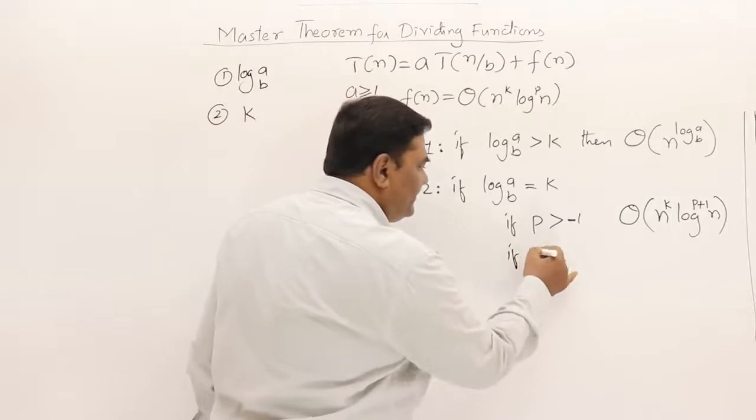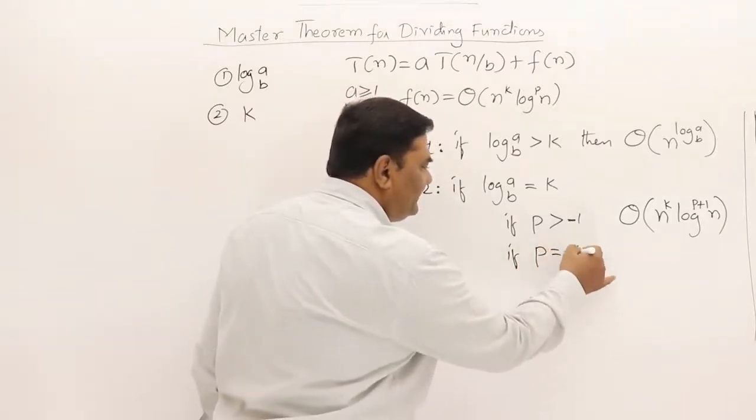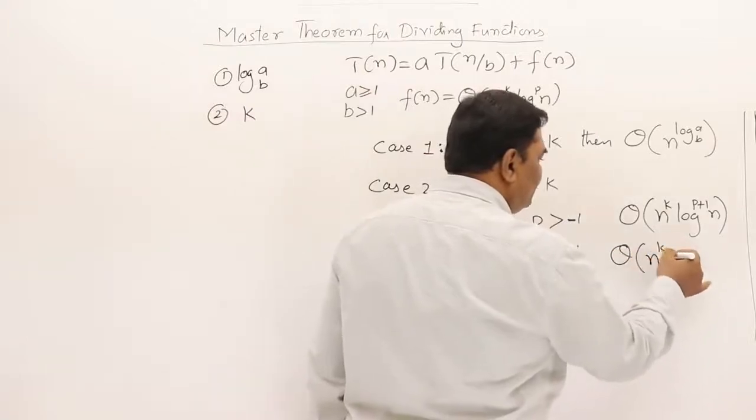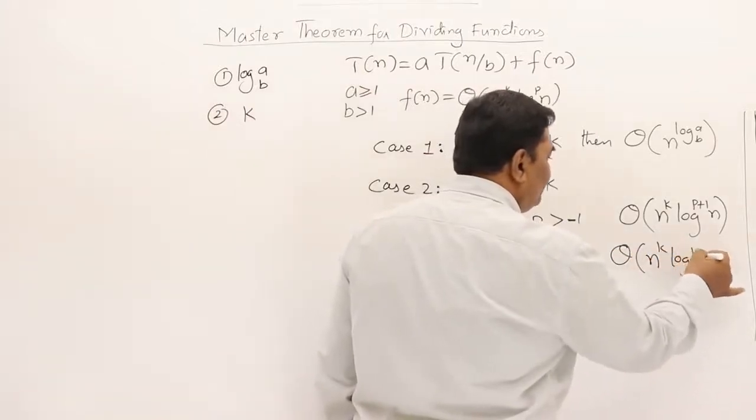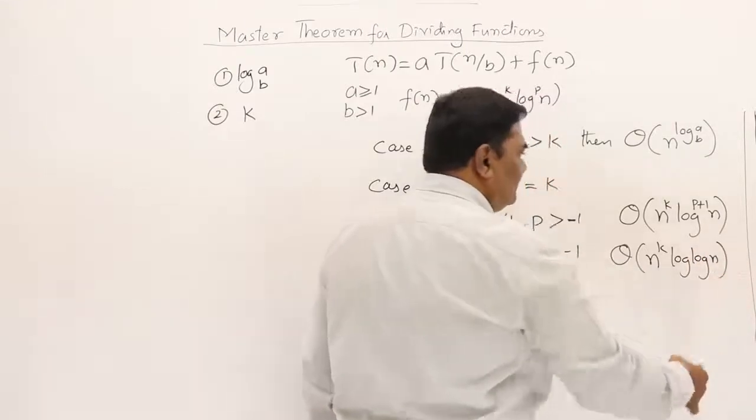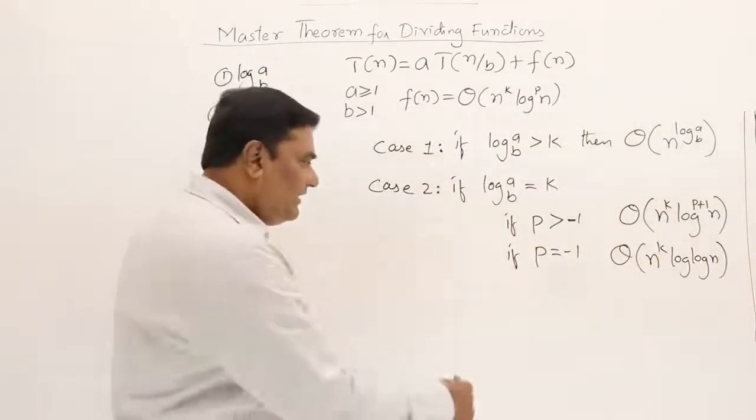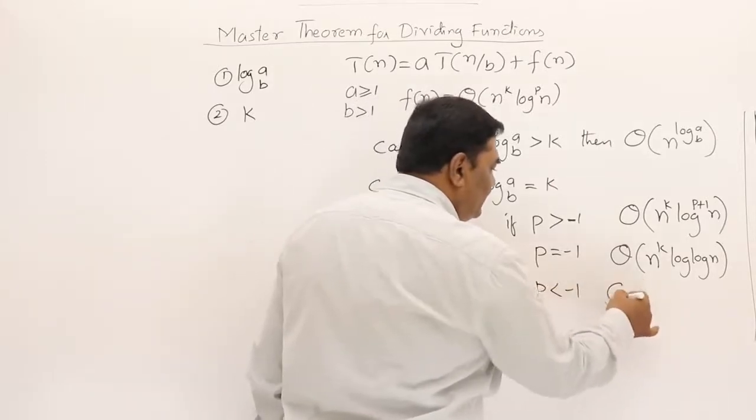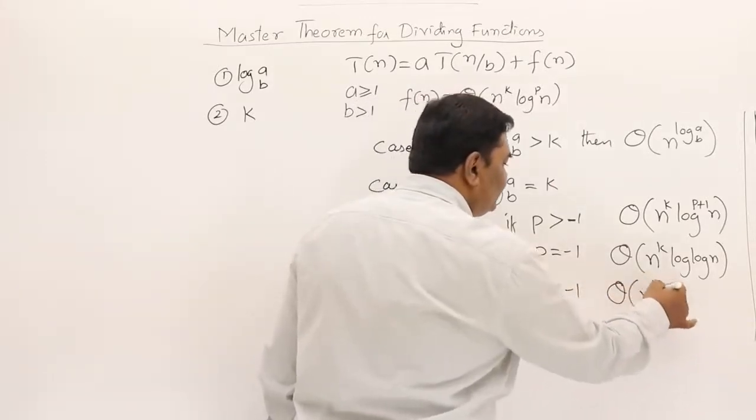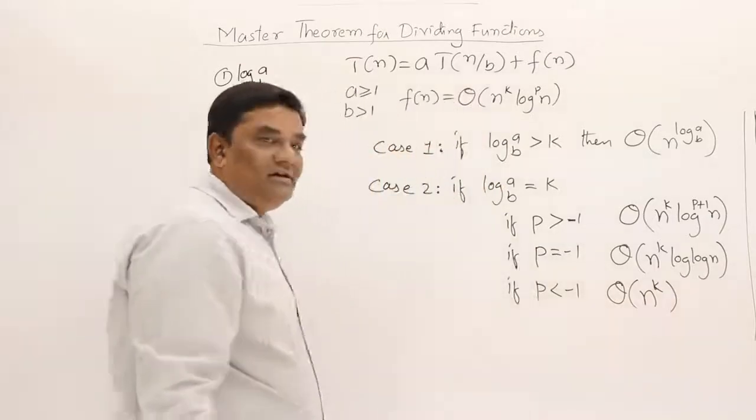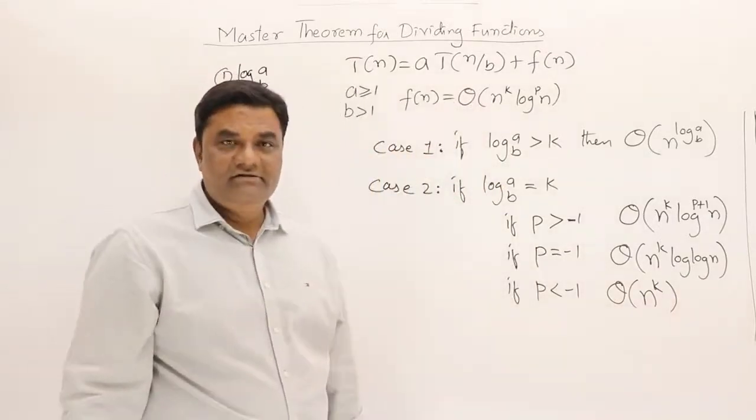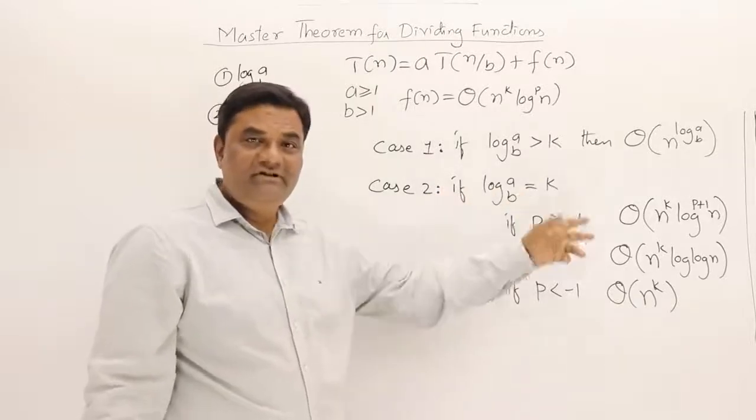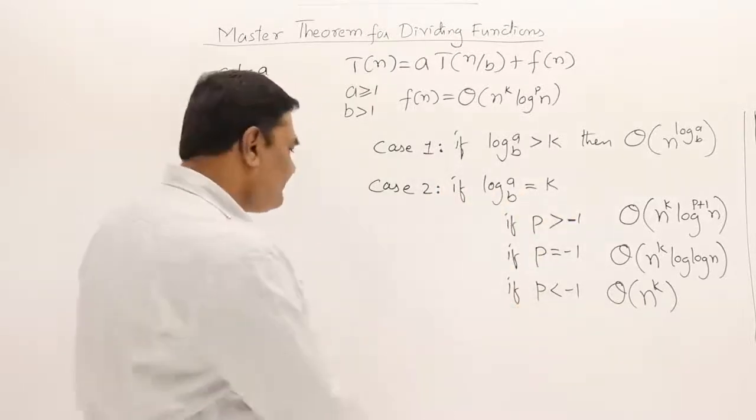If p is equal to minus 1, then this is theta of n power k log of log n. And if p is less than minus 1, then this is theta of just n power k. We will discard log n. So there are three subcases in case 2, if these two are equal.